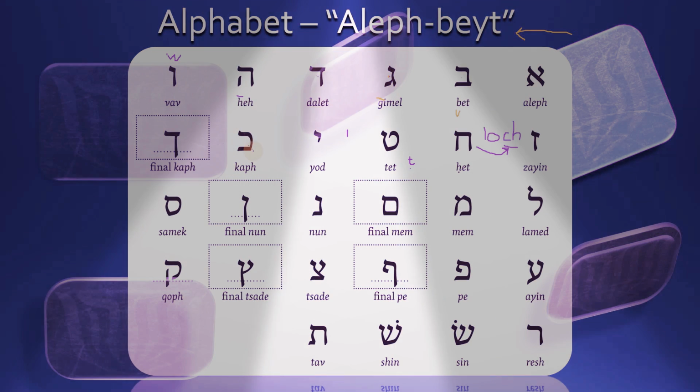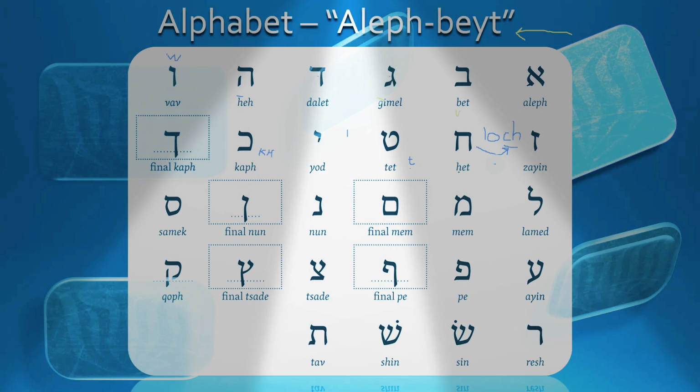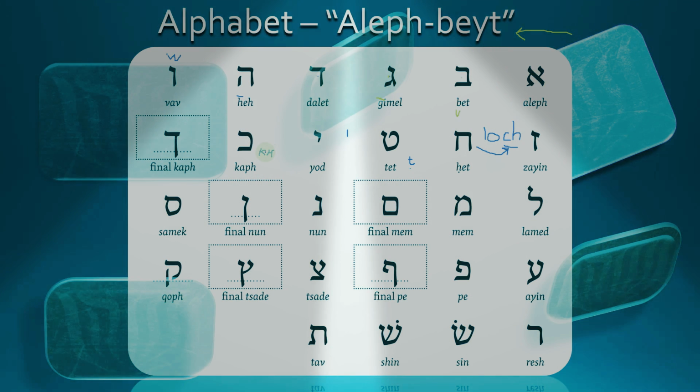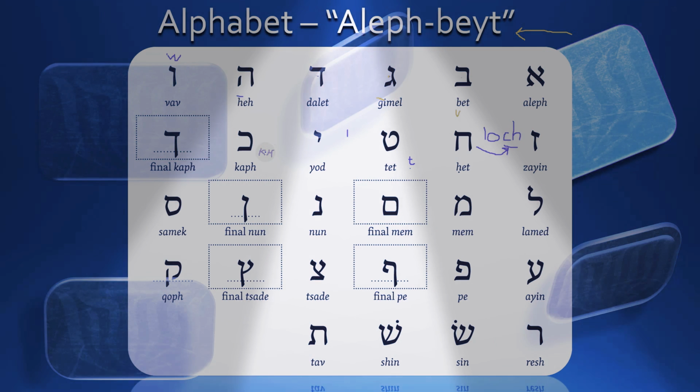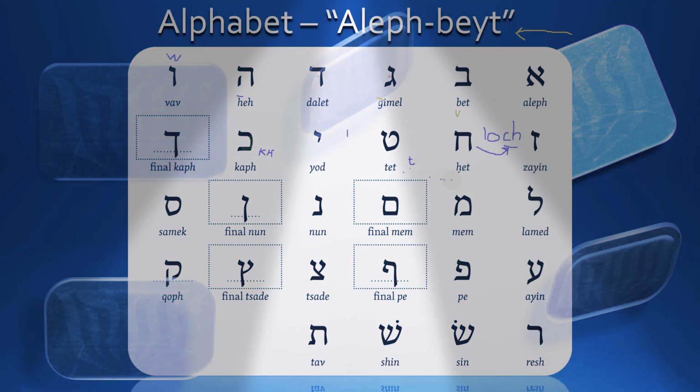Now this letter makes two different sounds. If it doesn't have a dot, it's Chaf, which is KH. And this is very similar to Chet. For now, it's fine if you pronounce them differently. Lach, and this is Ch, Melech. The difference is that this is made in the palate of the mouth, the Chaf, whereas the Chet is made further back towards the throat. Chet, Chaf. Chet, Chaf.